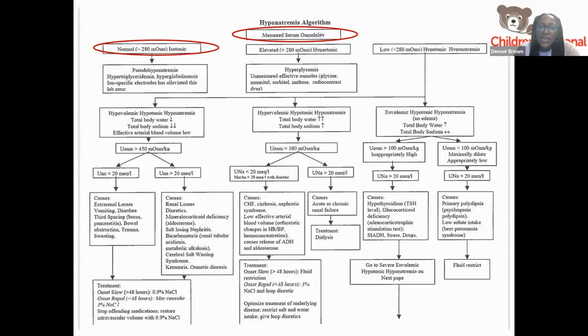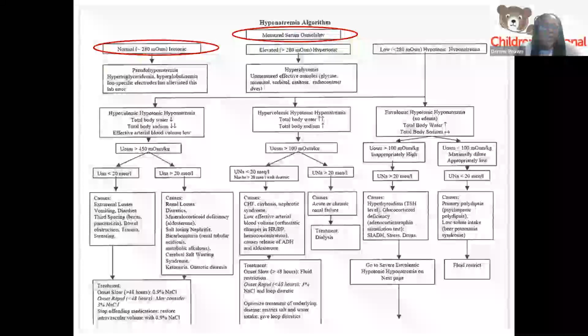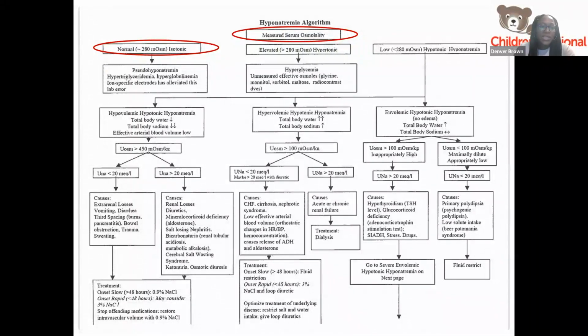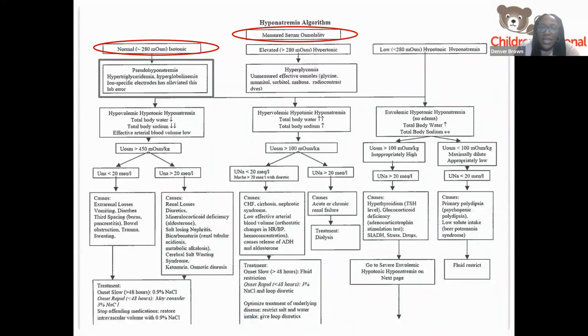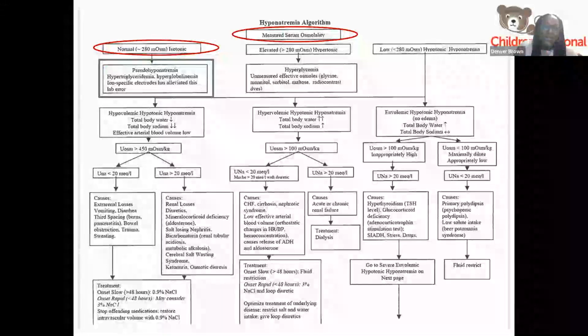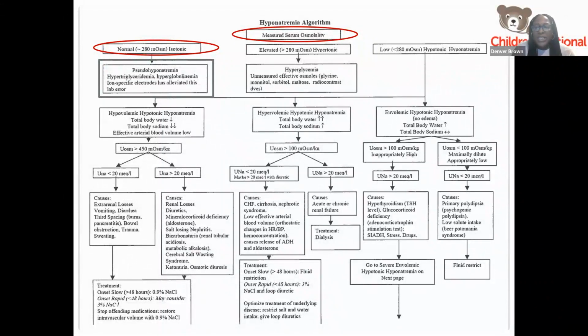So the first we'll go over is isotonic, meaning the patient is hyponatremic, but the osmolality that you've calculated is normal. And that's what you're going to see in pseudohyponatremia. This can occur in states of really high cholesterol, and really it's not a true hyponatremia. It's more that your testing is affected by this high triglyceride state. I won't spend too much time on this, and we'll spend more focused time on the hypotonic hyponatremia.